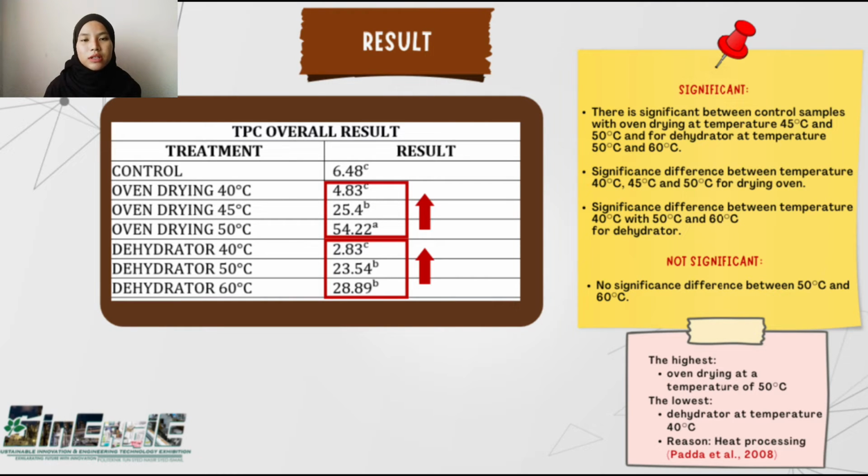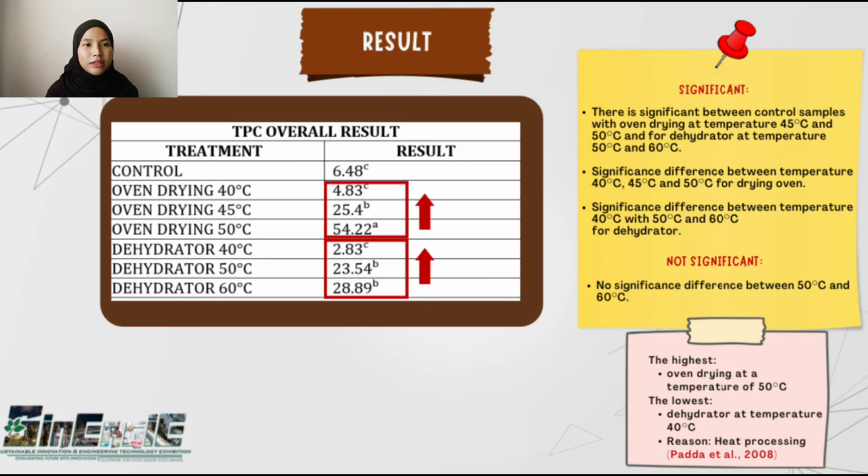Next, I will discuss the total phenolic content overall result. The control sample shows no significant difference compared to the temperature 40 degrees Celsius for the drying oven sample and 40 degrees Celsius for the dehydrated sample that had been subjected to drying. The control sample showed that the percentage of phenolic content in sweet potato peel was 6.48%. For oven drying, the results showed that as the temperature increased, the phenolic content also increased from 4.83% to 25.48% to 44.22%. All these 3 temperatures show a significant difference.